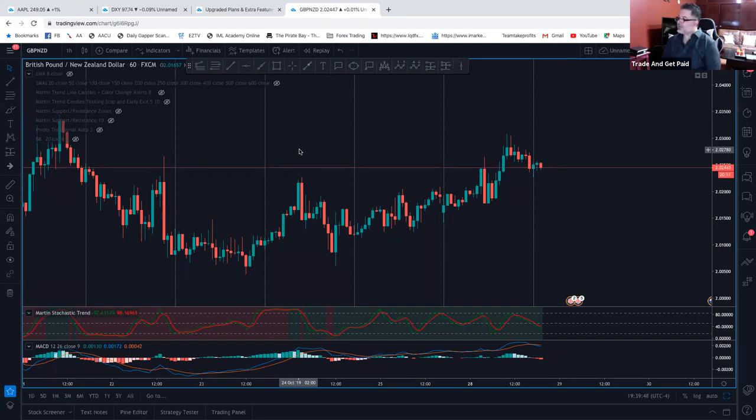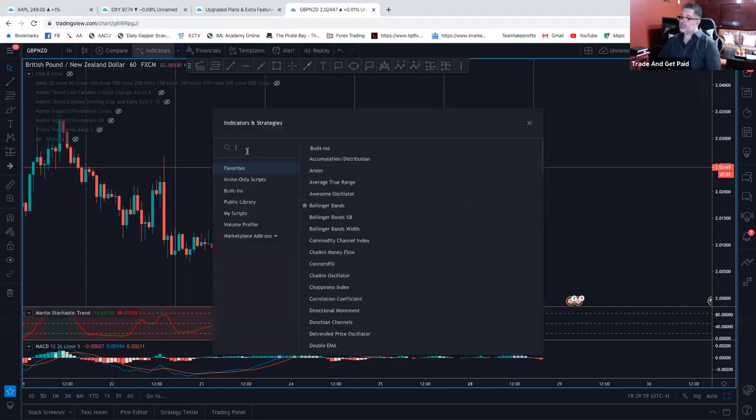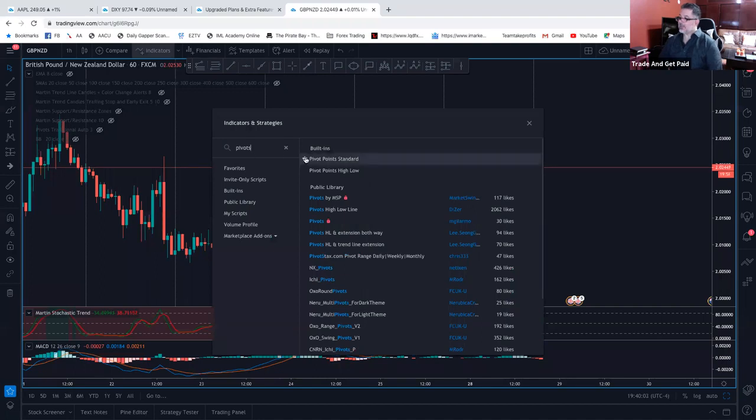But what I learned last night, Jay and I have been talking about, is pivots and the importance of pivots. In this case, you can find pivots by indicators. Pivots. I already have my little star here. Pivot point standard. That's the one.